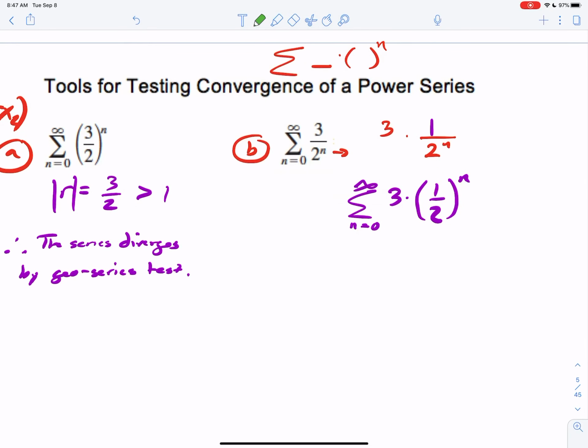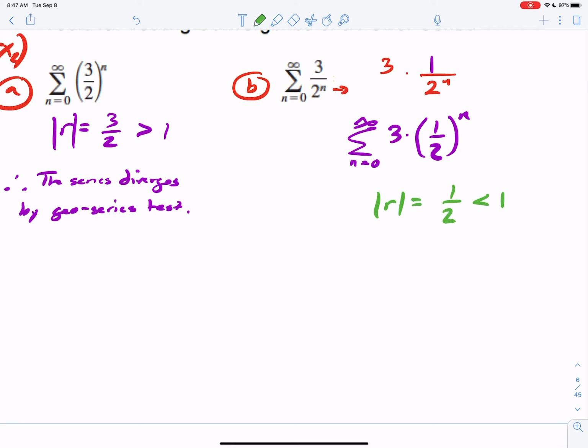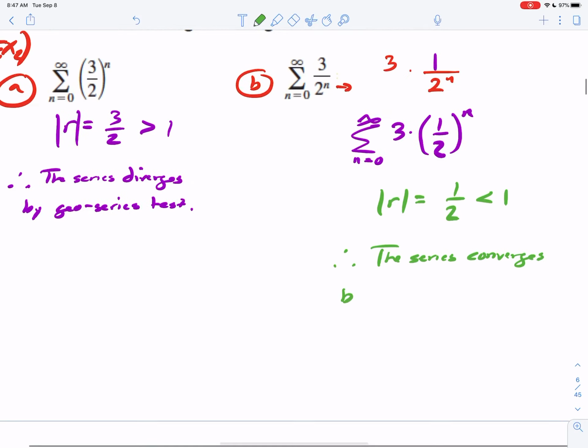So we have the perfect setup for the geometric series test. So we look at our r. What's our r value? It comes out to a positive 1/2. And is that greater than or less than 1? 1/2 is definitely less than 1. What does that tell us? If you go back to that worksheet, when the absolute value of r is less than 1, we will know that the series converges by the geoseries test.